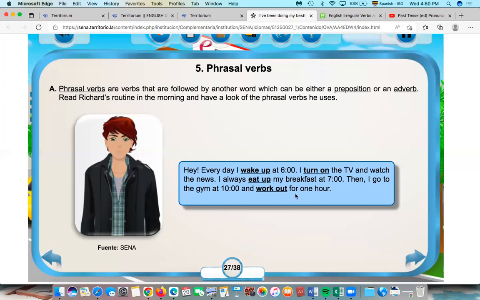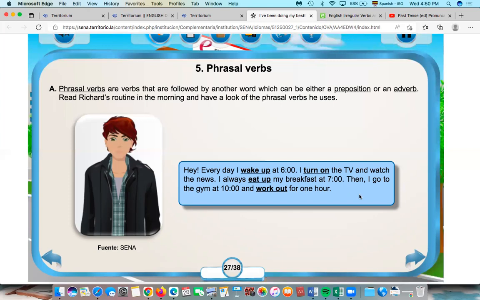Every day I wake up at 6 o'clock. I turn on the TV and watch the news. I always eat up my breakfast at 7 o'clock. Then I go to the gym at 10 o'clock and work out for 1 hour. Exactly. So work out would be similar to saying training. I train for 1 hour, exercise for 1 hour.